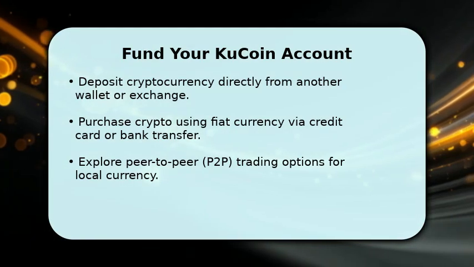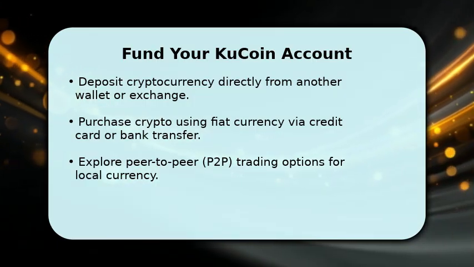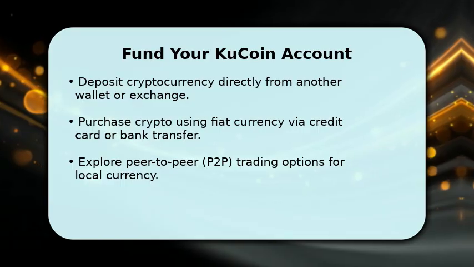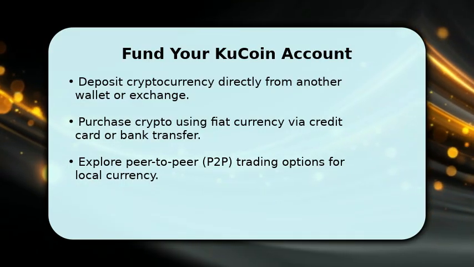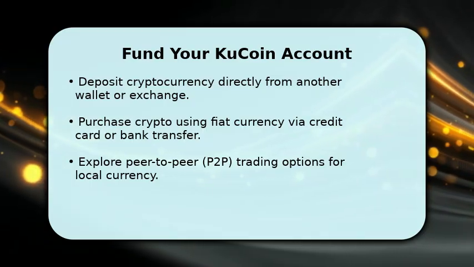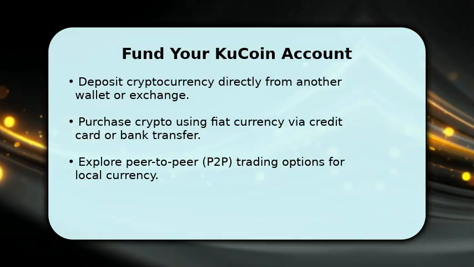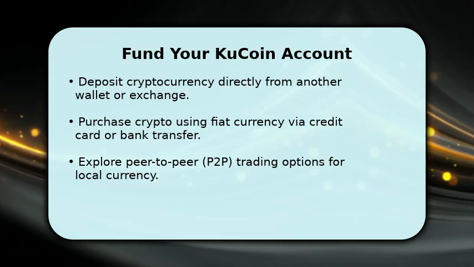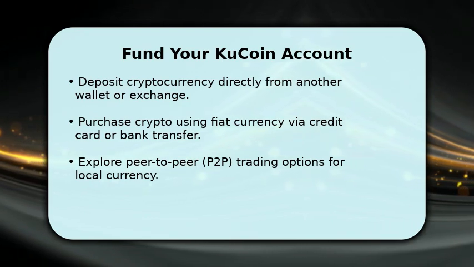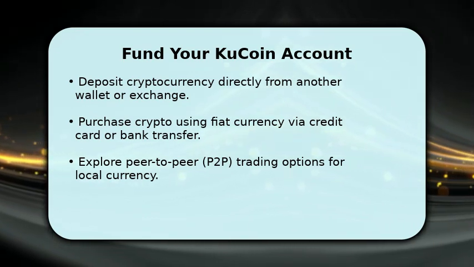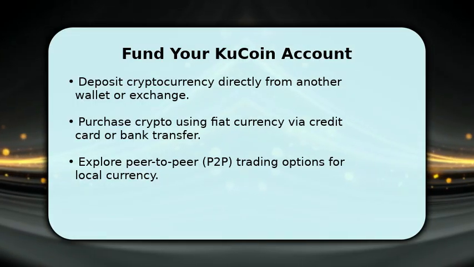Once your account is secure, the next step is funding it. You have several convenient options. You can deposit existing cryptocurrency directly from another wallet or exchange. Alternatively, purchase crypto using fiat currency through methods like a credit card or bank transfer. KuCoin also offers peer-to-peer, or P2P, trading, allowing you to buy crypto with your local currency from other users. Choose the method that best suits your needs to get started.